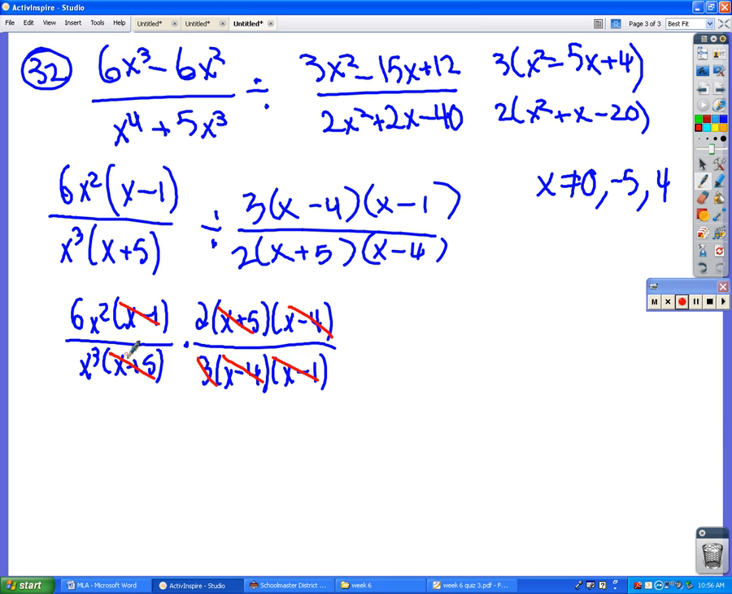The 3 and the 6 reduce to just a 2. And what about the x squared over the x cubed? I'm getting rid of both x's on top, and I'm left with 1 x on the bottom. So that's 2 over x, and 2 times 2 is 4 over x. So that whole mess that we started with really just reduces down to 4 over x.